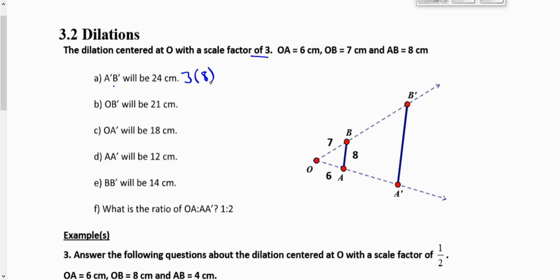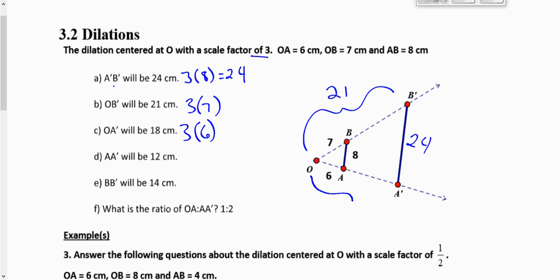Okay, so let's put that in here. So that's going to be 24. Now how about OB prime? 3 times 7, right? Which makes this 21. It was 7. OA prime: 3 times 6, which is 18, right? So that makes this whole thing 18.